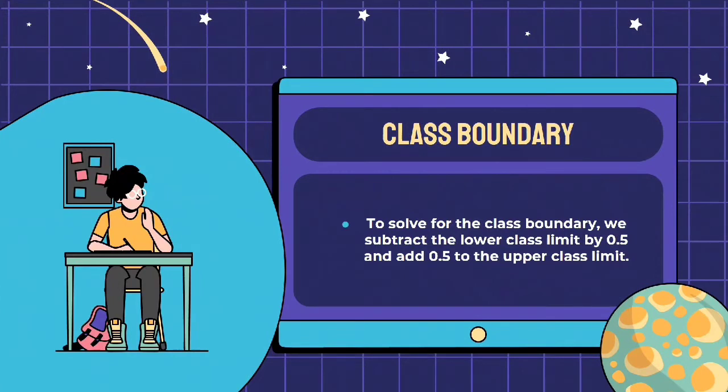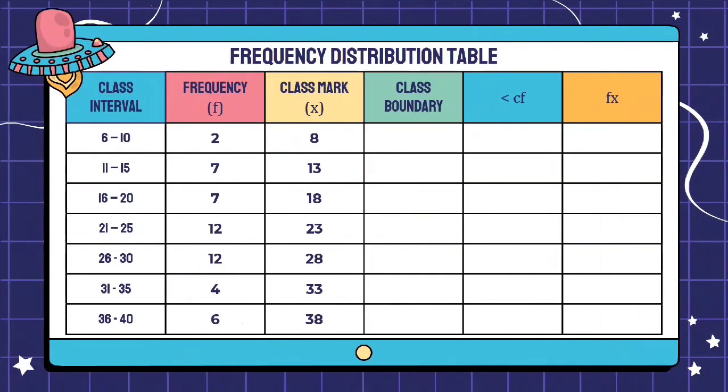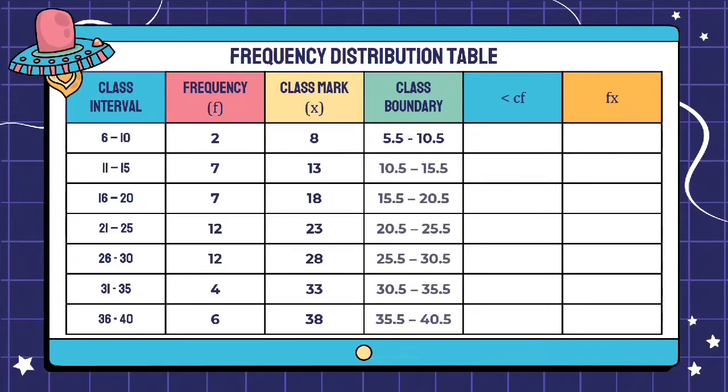Next up, class boundary. To solve for the class boundary, we subtract 0.5 from the lower class limit and add 0.5 to the upper class limit. Let's try it. In our first class, we will be subtracting 0.5 from 6 to get 5.5, which is the lower class boundary. Now for the upper class boundary, we will be adding 0.5 to 10 to get 10.5, which is the upper class boundary. Same goes with the rest of the classes.